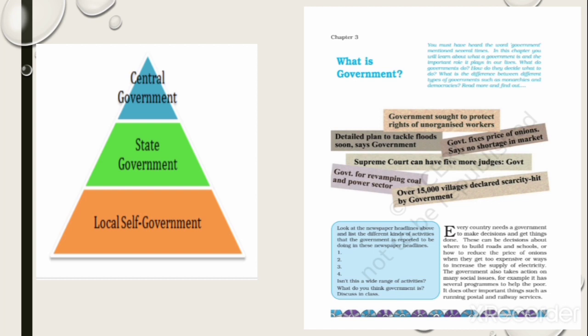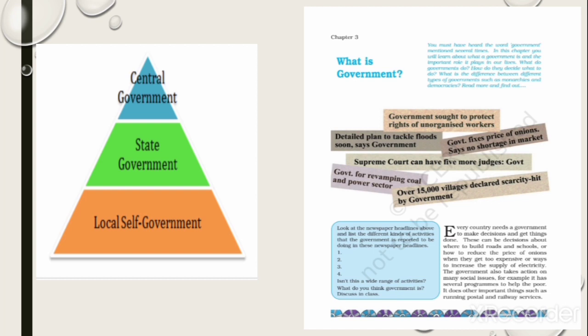at three levels. First is at the local level, meaning in your village, town, or locality. Second is at the state level, meaning the entire state. If you are in Kerala, the whole of Kerala. Third is at the national level, that is the entire country, our India.